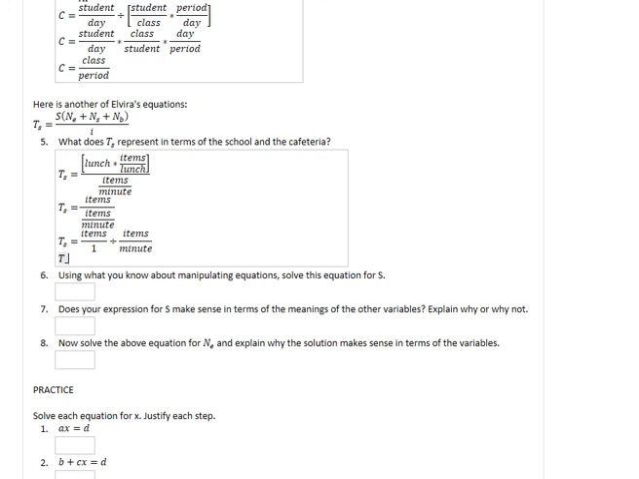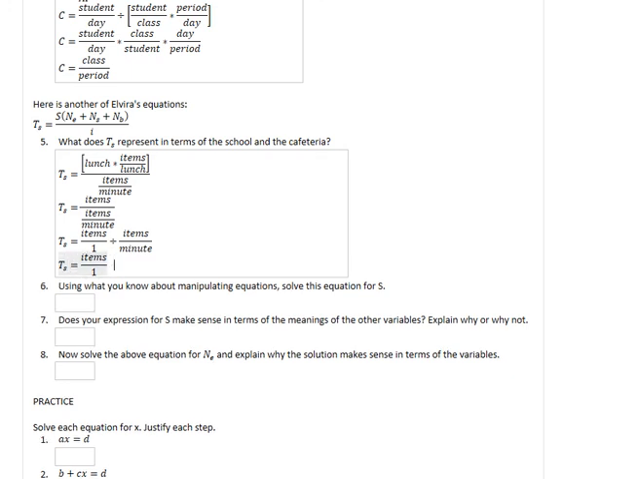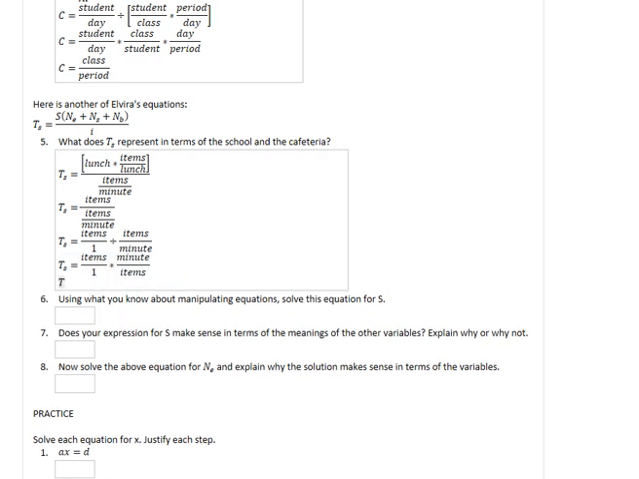We do our standard keep, change, flip. And you can see that we can now cross-cancel items. This leaves us with T sub S being the number of minutes.